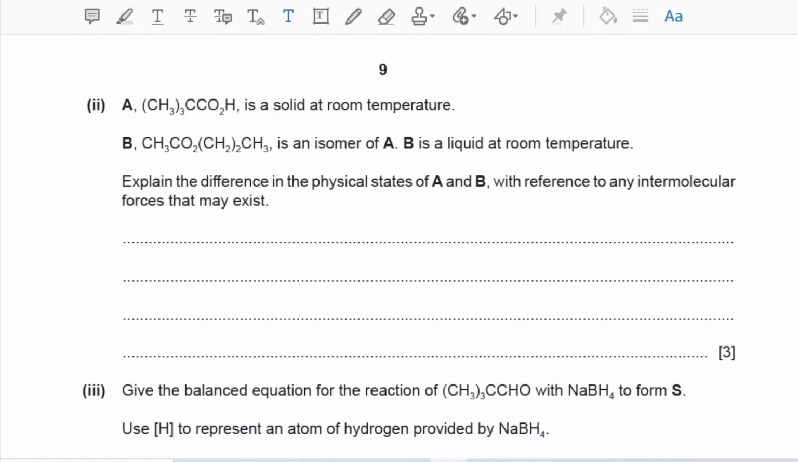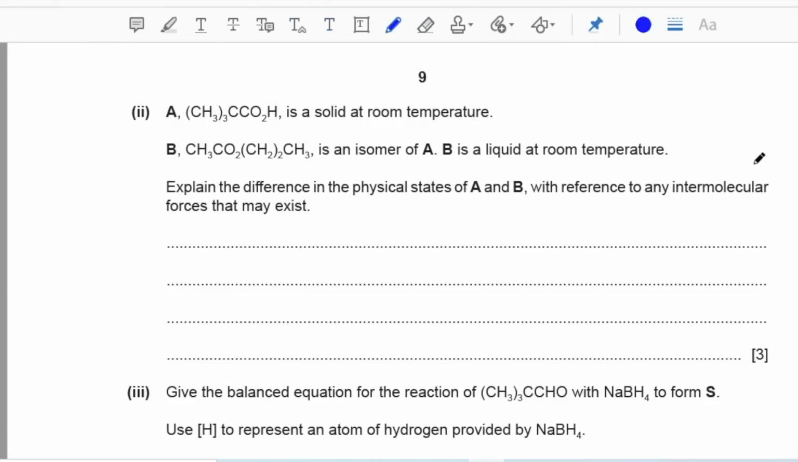Part 2, A, CH3 three times C COOH, is a solid at room temperature. B, CH3COOCH2CH2CH3, is an isomer of A. B is a liquid at room temperature. Explain the difference in the physical states of A and B with reference to any intermolecular forces that may exist.